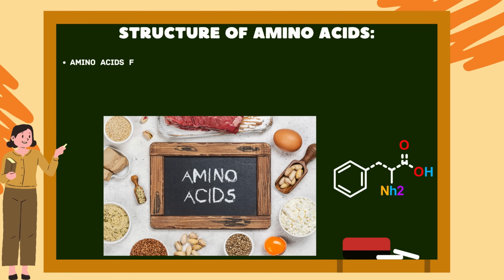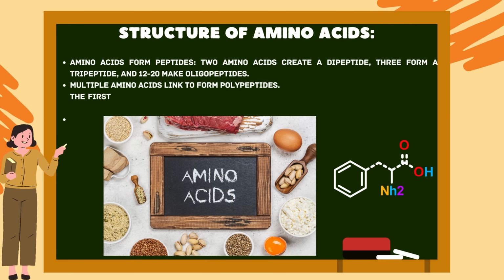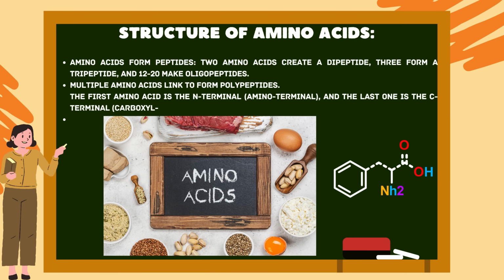Structure of amino acids. Amino acids form peptides. 2 amino acids create a dipeptide, 3 form a tripeptide, and 12 to 20 make oligopeptides. Multiple amino acids link to form polypeptides. The first amino acid is the N-terminal, amino terminal, and the last one is the C-terminal, carboxyl terminal.